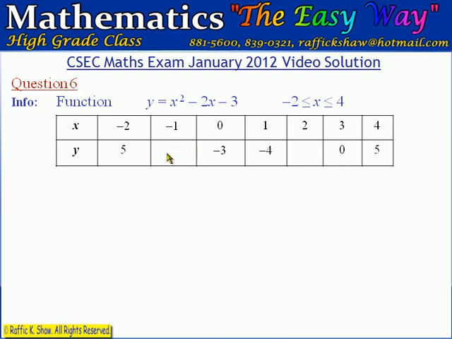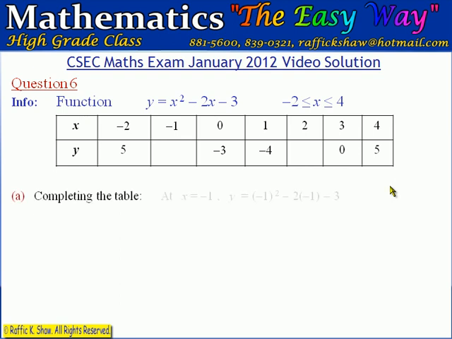To complete the table, we basically need to put in the value for this cell, and the value for this cell. Now in this cell, the x value is -1. So we need to substitute that -1 in this function equation, and that will give us the y value here. And then at this cell, x is 2. So when we substitute 2 in this function equation, that will give us the y value for x equal 2. So let's go ahead and show all that calculation.